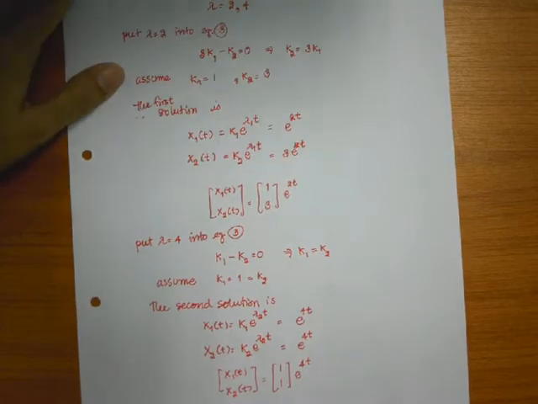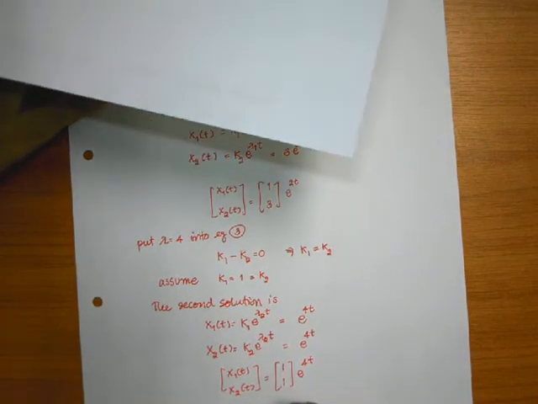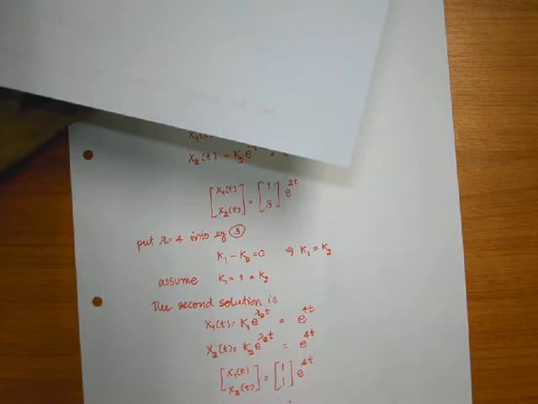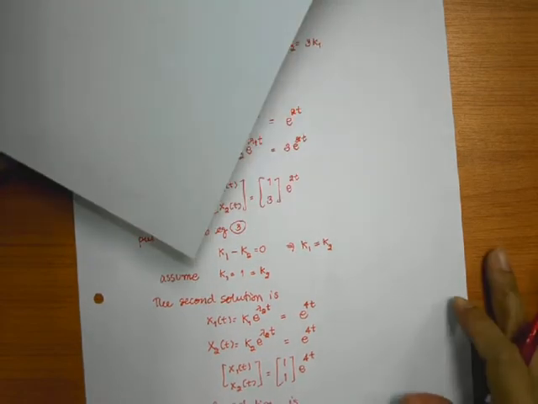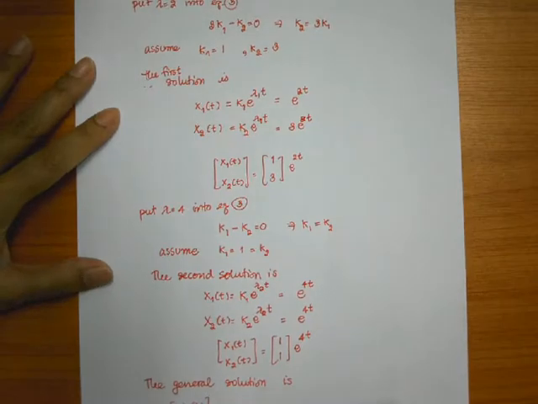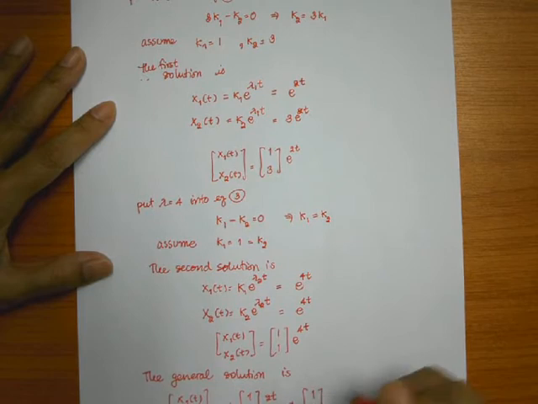Now, the general solution is just the linear combination of the first set of solution and the second set of solution, right? So then we would get C1 times the first solution, 1, 3 times exponential of 2t, plus C2 times 1, 1 times exponential of 4t.